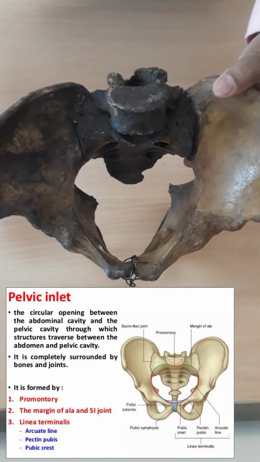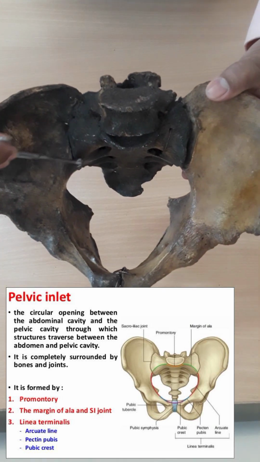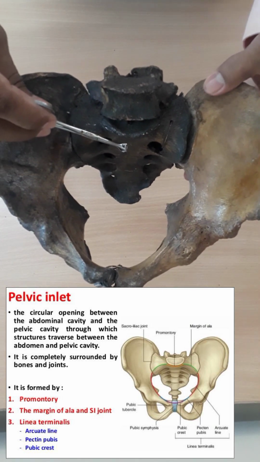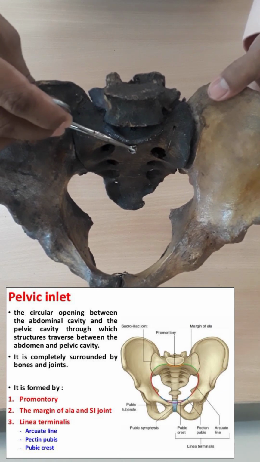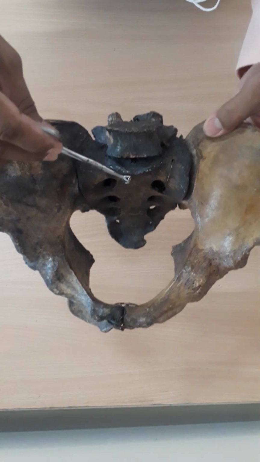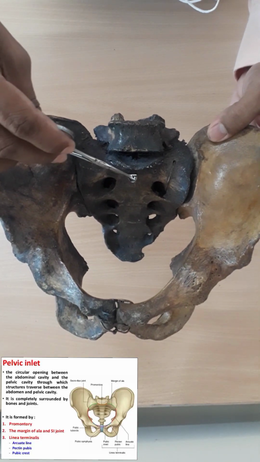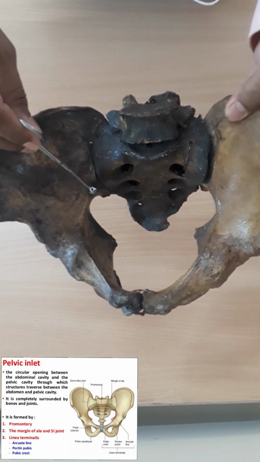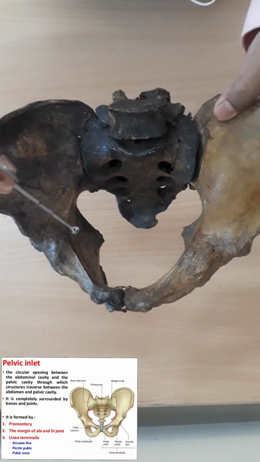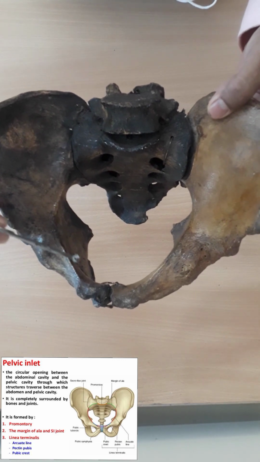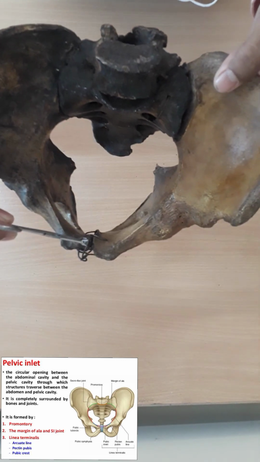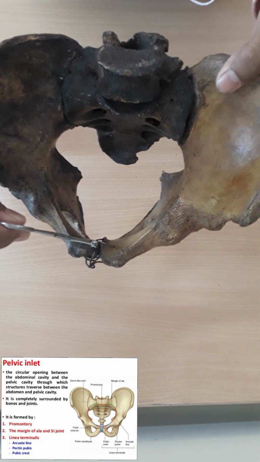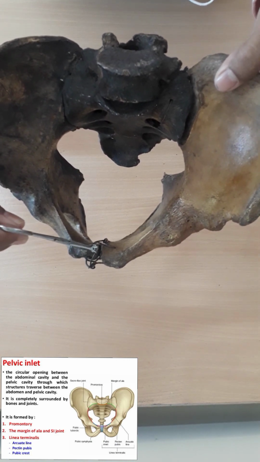The pelvic inlet is bounded by, posteriorly, the promontory of sacrum, ala of sacrum, arcuate line, pectineal line, and then over here anteriorly the pubic crest.